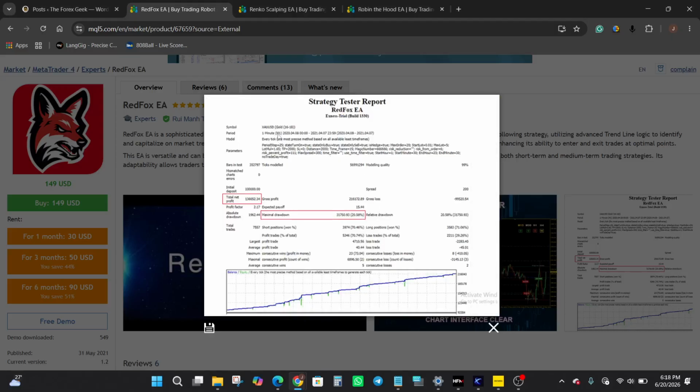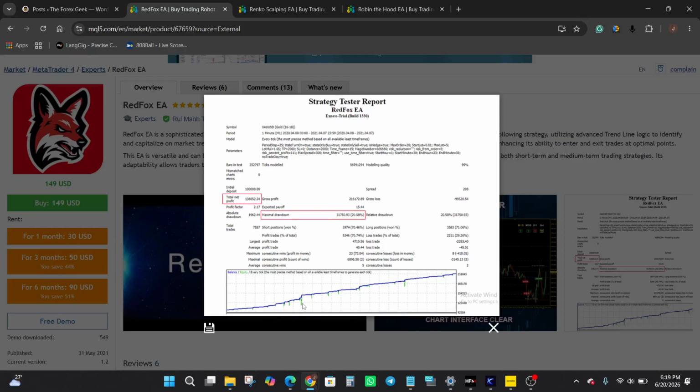I can see that the EA was tested on gold on the 1 minute time frame between 8th April 2020 to 7th April 2021. And initial deposit here is $100,000. Total net profit was over $1.3 million. Total trades here were 7,557, out of which 5,346 were profitable. So that gave us a 70.74% win rate.